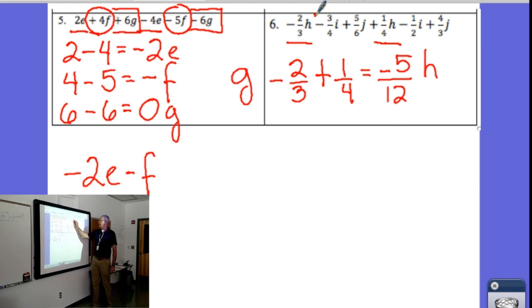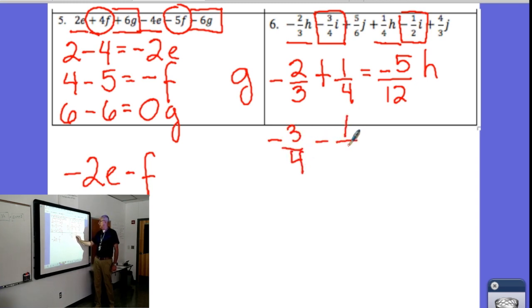The next one is the i. Negative 3 over 4i and negative 1 over 2i. Negative 3 over 4 minus 1 over 2.